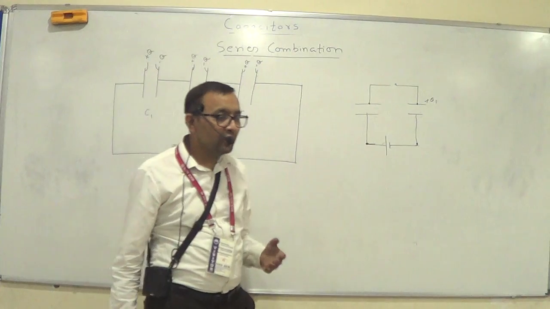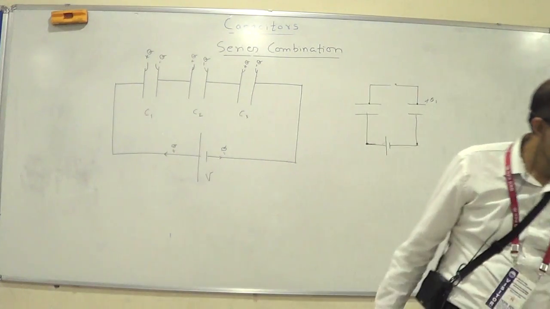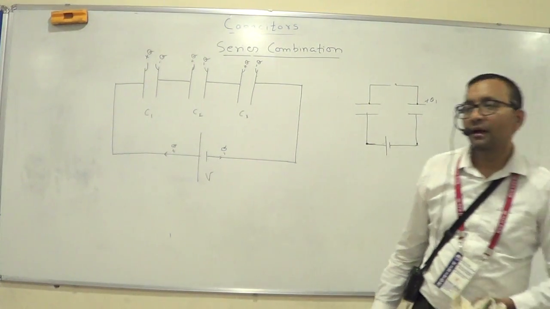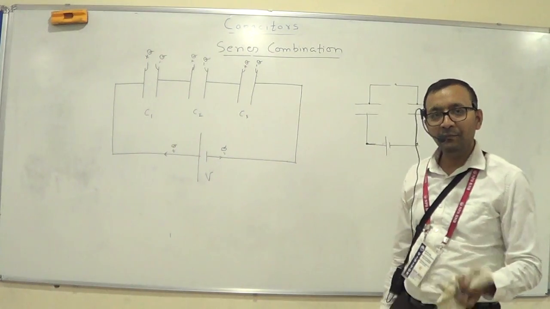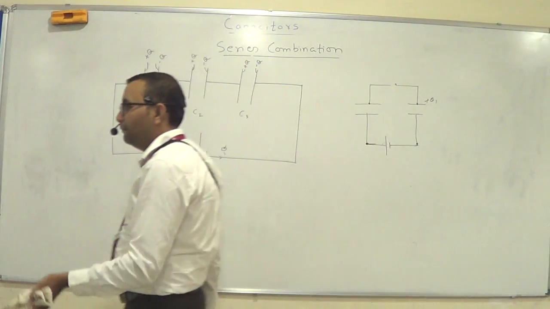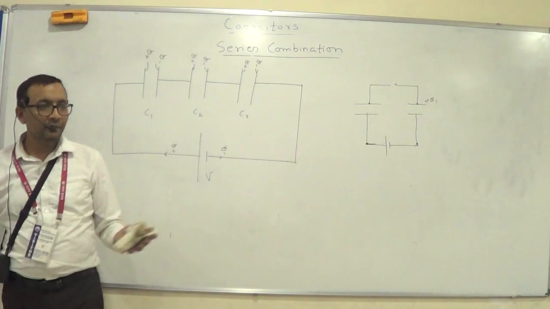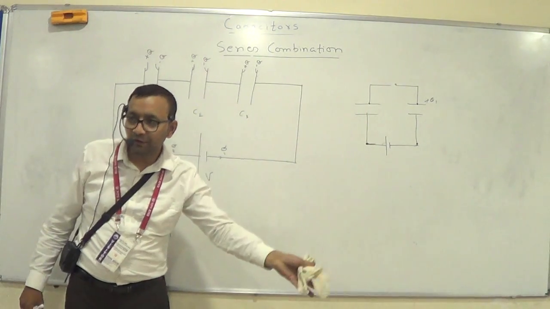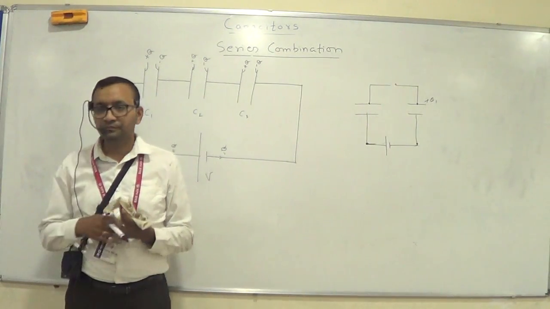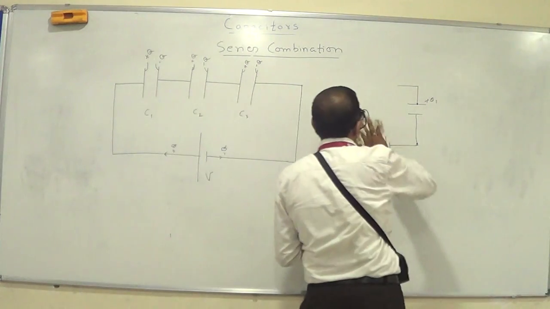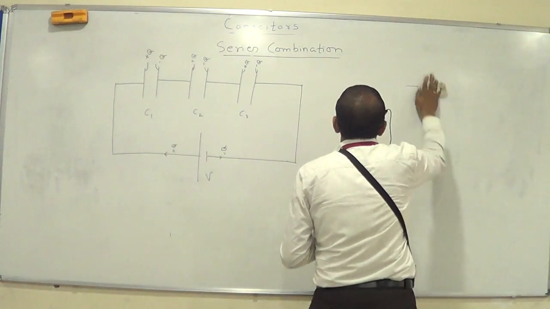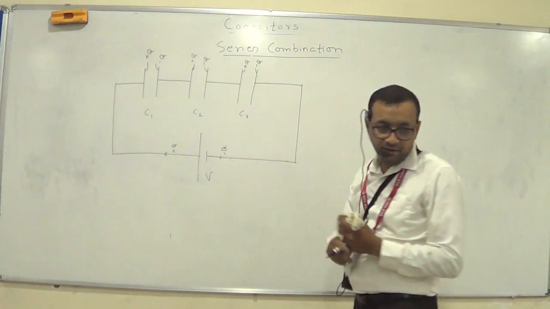Fine. So whenever you have to check whether it is series or parallel, first you need to ask yourself about which two points. The same combination can be treated like parallel about two points, and like series about the other two points. Okay? Fine. So this is the situation.